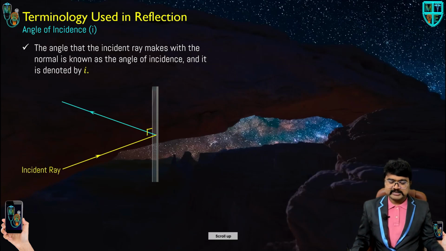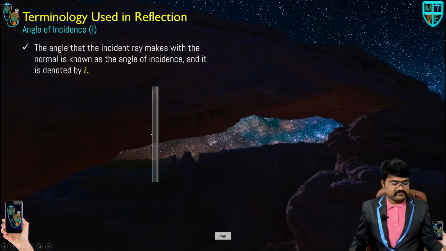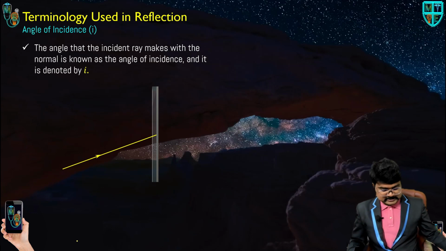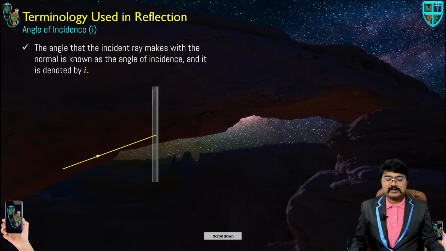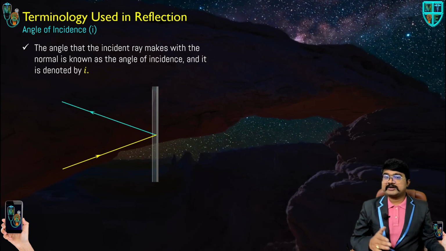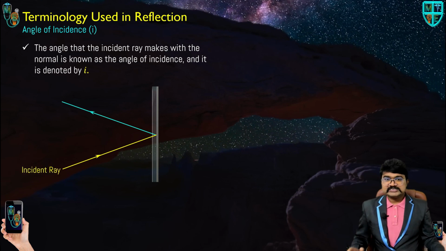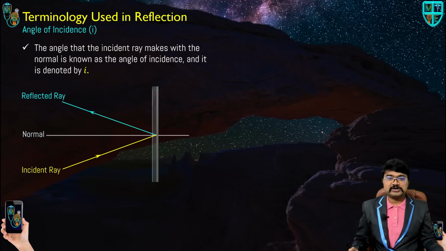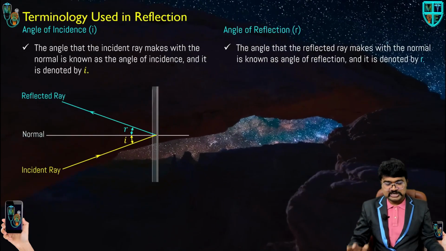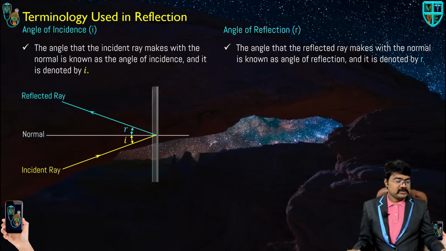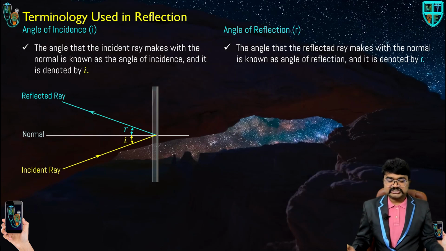So I repeat this. This is the plane surface. Incident ray incident on the plane surface, reflected back to the same medium. This is the reflected ray, incident ray, reflected ray. Now we need to draw the normal to the plane surface. This is the normal to the plane surface. Angle made by the incident ray with the normal, angle of incidence. Angle made by the reflected ray with the normal is nothing but the angle of reflection. These two definitions are very, very important. Angle of incidence I, angle of reflection R.